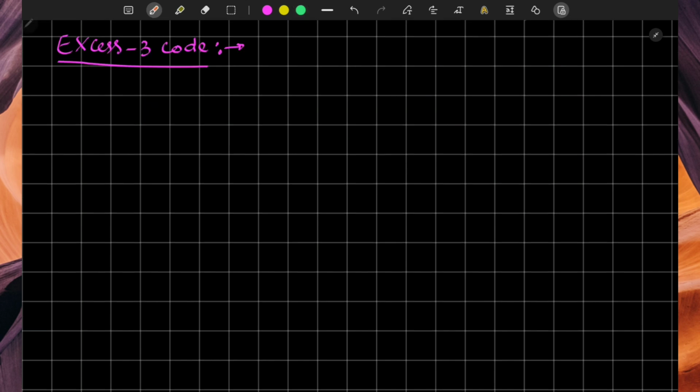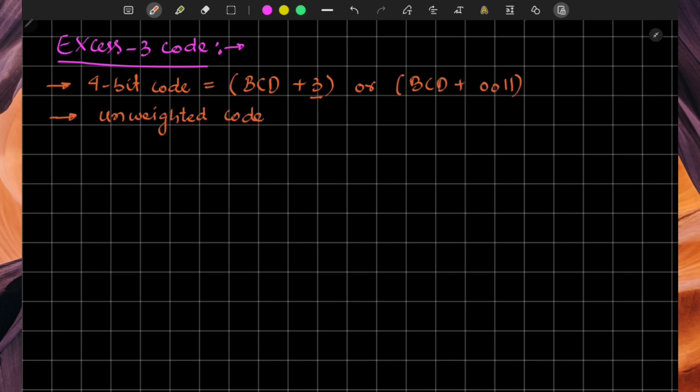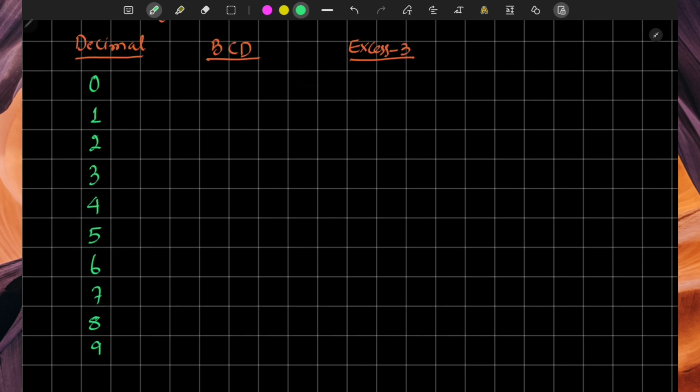Now let us talk about XS3 code. It is also a 4-bit code, wherein for a decimal number we write its BCD, then we add 3 to it. Or we can simply say it is BCD plus 0011. Therefore, it is an unweighted code. Now let us write the BCD and XS3 code from 0 to 9 decimal numbers.